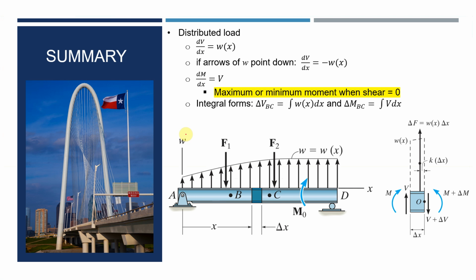Okay, this is the end of chapter 7. I just wanted to go through some of the equations before we finally wrap up. So when you have a distributed load, dV dx equals W, dM dx equals V. Watch out if the arrows point down, you'll have a negative sign. Minimum or maximum moment happens when the shear equals 0. And then here's the integral forms. So there's that. This is for distributed loads.